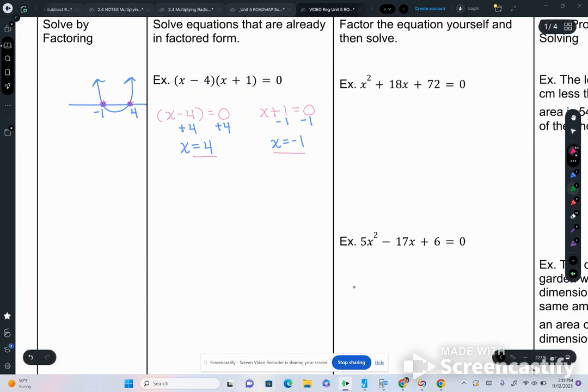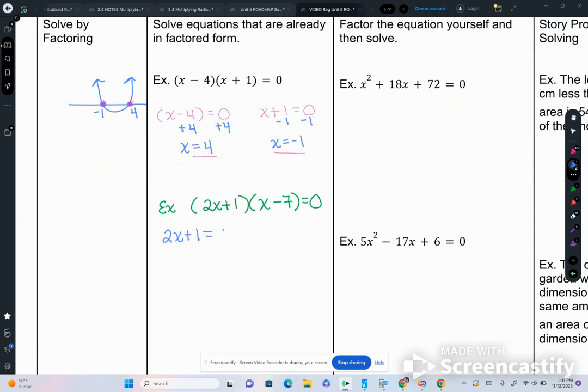That's the only example I have for you, but if we were to do something a little more complicated, like maybe this was 2x plus 1 and x minus 7, something like that, same idea. Even if it comes out as a fraction, that's okay. So 2x plus 1 equals 0, x minus 7 equals 0.